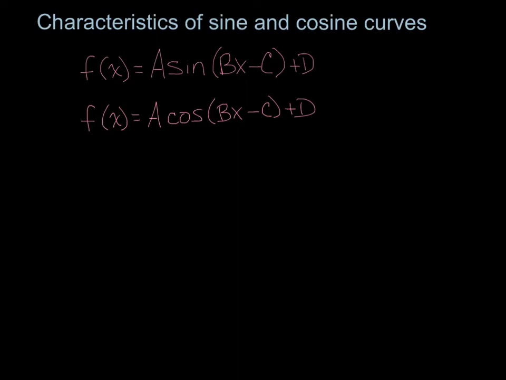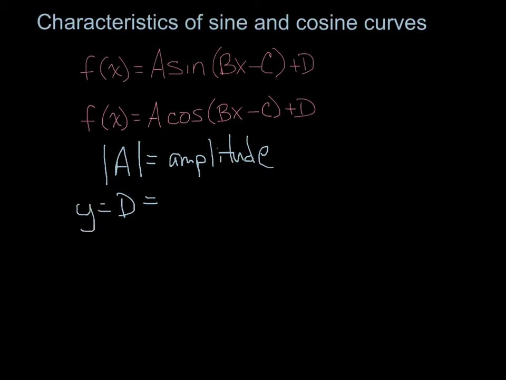So what do all these a, b, c, d mean? Well, the first one is a, and a is the amplitude, or more specifically, the absolute value of a is the amplitude. It's how high and how low it goes above and below the midline. So then what's the midline? Well, d is the midline. Actually, I should clarify, y equals d is the equation of the midline, where d is the vertical shift.